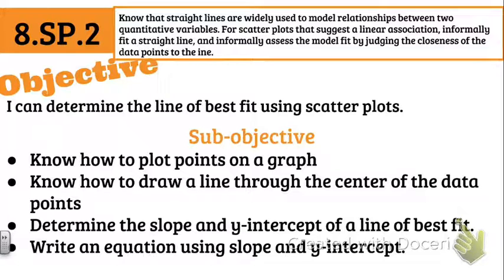Okay, today we're looking at scatter plots once more. Our standard is 8.SP.2. Know that straight lines are widely used to model relationships between two quantitative variables. For scatter plots that suggest a linear association, informally fit a straight line and informally assess the model fit by judging the closeness of the data points to the line. Your objective for today is: I can determine the line of best fit using scatter plots.